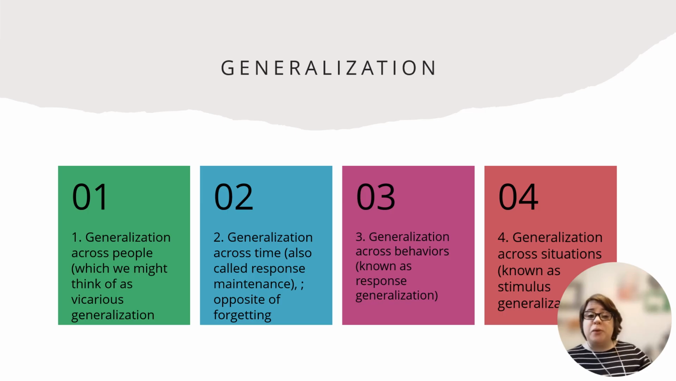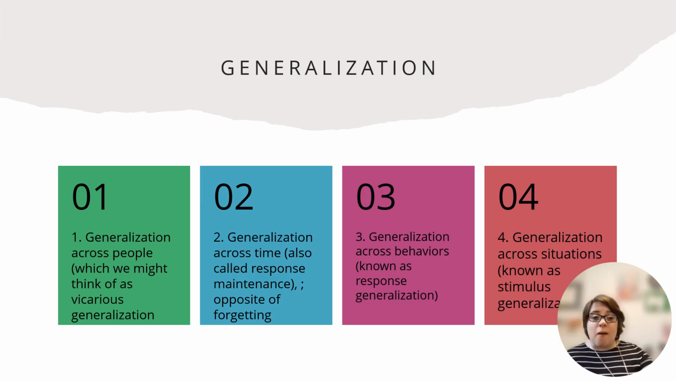So number 3, generalization across behavior, also known as response generalization. So this type of learning occurs when learning one behavior leads to changes in similar or related behaviors that were not specifically taught, right? So one very straightforward example is if a person learns how to throw a ball with their right hand, without direct training, they discover they can also throw a ball with their left hand, although it may not be as proficient initially as with their dominant hand that they learned first.